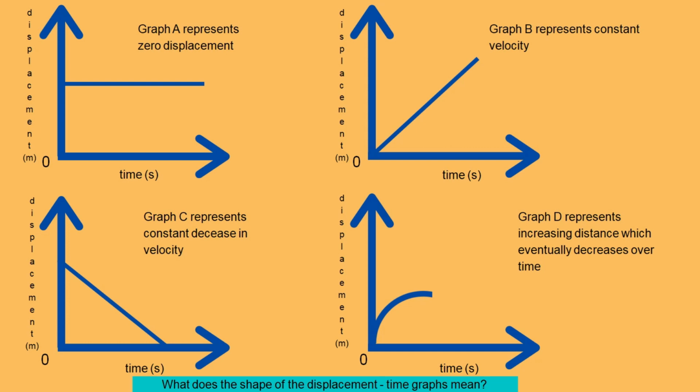What does the shape of the displacement time graphs mean? Graph A represents zero displacement. Graph B represents constant velocity. Graph C represents a decrease in velocity, and graph D represents an increase in distance, which eventually decreases over time.